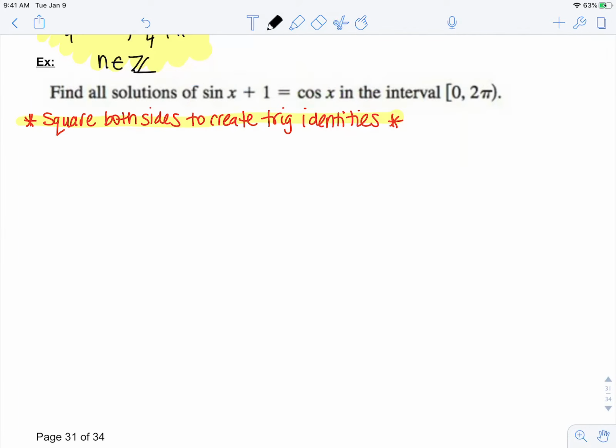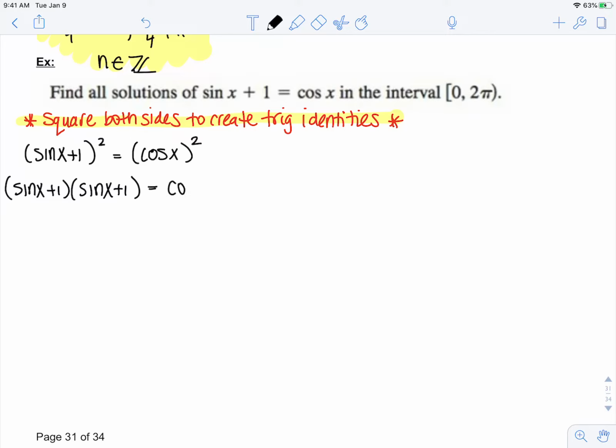So if that's the case, I would have sine x plus 1 squared equals cosine x squared. So sine x plus 1 squared, remember that means we're going to write this twice and FOIL it, and this side becomes cosine squared x. Now, if I FOIL this out, I have sine squared x plus 2 sine x plus 1 equals cosine squared x.